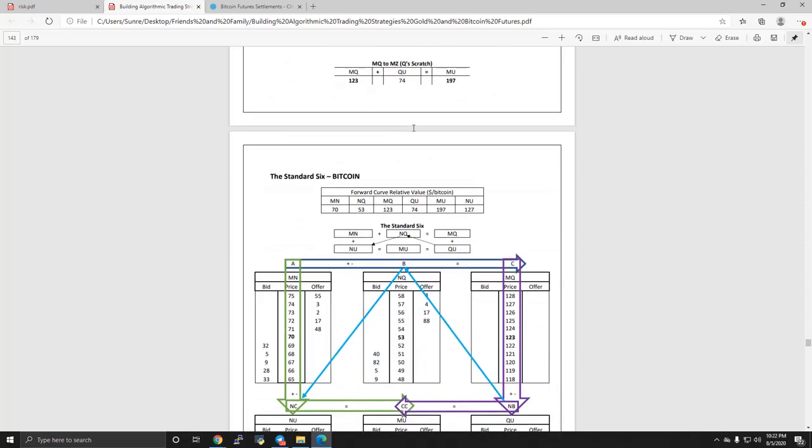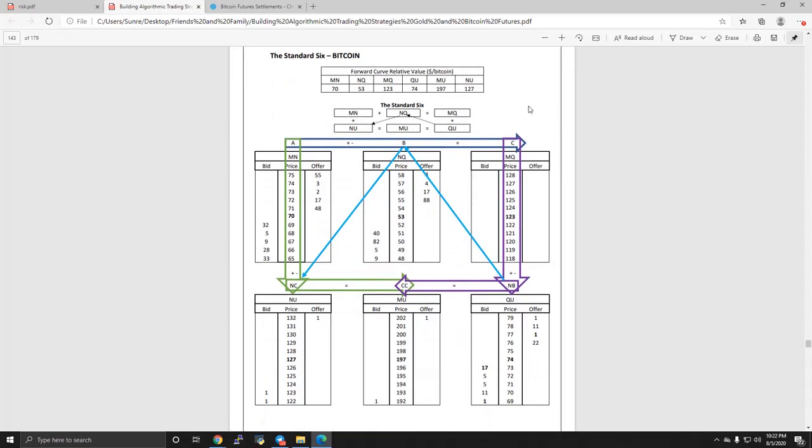And of course, that's going to build into the standard six, which is where we deploy market making strategies throughout the calendar spread curve, and we incorporate a fourth month. In this diagram, that fourth month is September. So now we have markets for June, July, August, and September.